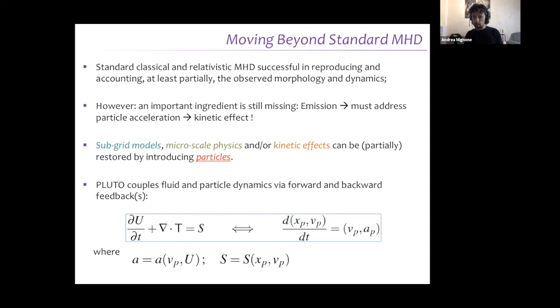One way that we are currently exploring and seems to be quite successful is to use particles to restore subgrid modeling or microscale physics. Now, the idea is that together with the fluid equation, which you see here, okay, the ∂U/∂t plus the divergence of T equal to S, you also have a particle equation, and the two components are coupled by this acceleration term and the source term, broadly speaking. So fluid on one side, particles on the other. That's why we are talking about hybrid models now.